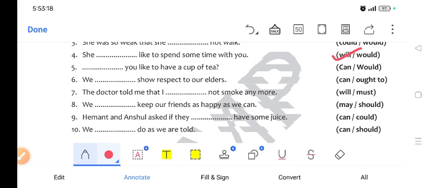Next is dash you like to have a cup of tea. Would you like means you are seeking permission, so would you like to have a cup of tea? Now you ought to show respect to your elders. It is a necessity, right? And you should obey your parents. Now next thing, must. The doctor told me that I must not smoke anymore, it's injurious to health. Next, we should keep our friends as happy as we can. Next, Hemant and Anshul asked if they could have some juice. Next, we should do as we are told.